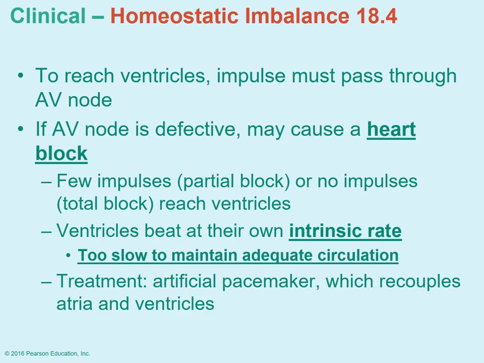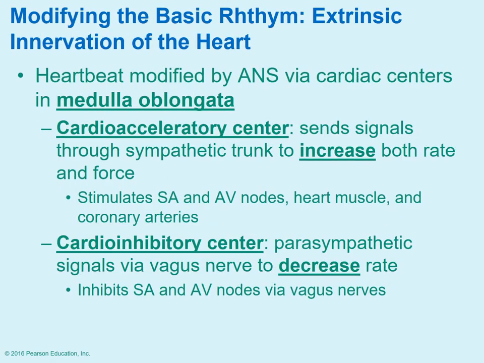So in order to reach the ventricle, the impulse has to go through that AV node. If the AV node is defective, then the impulse is not going to reach down to the ventricles. And so basically, you're not going to be able to have the proper circulation or adequate circulation that you need. Treatment for that is to put in an artificial pacemaker, which is going to work to basically reconnect the atrium and the ventricles again. You get efficient pumping to occur.